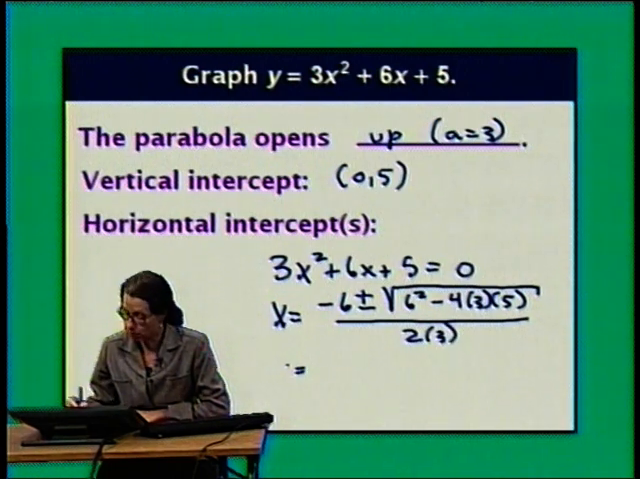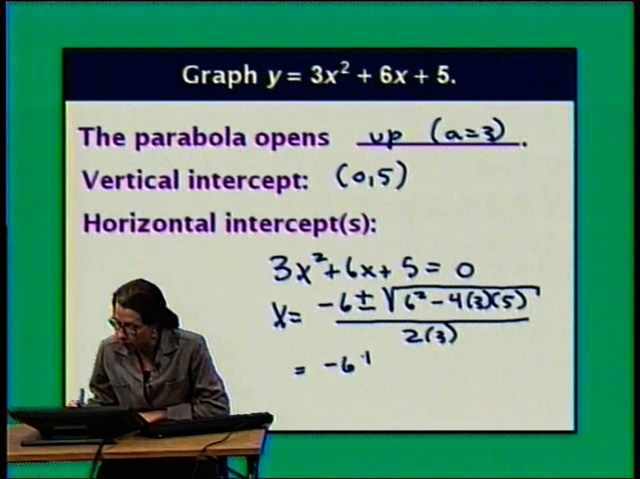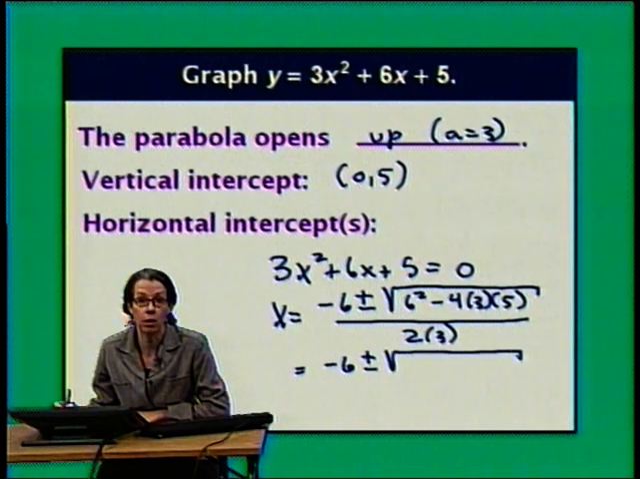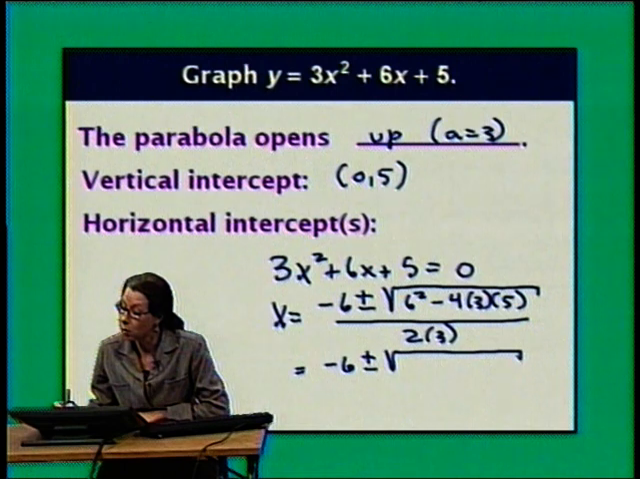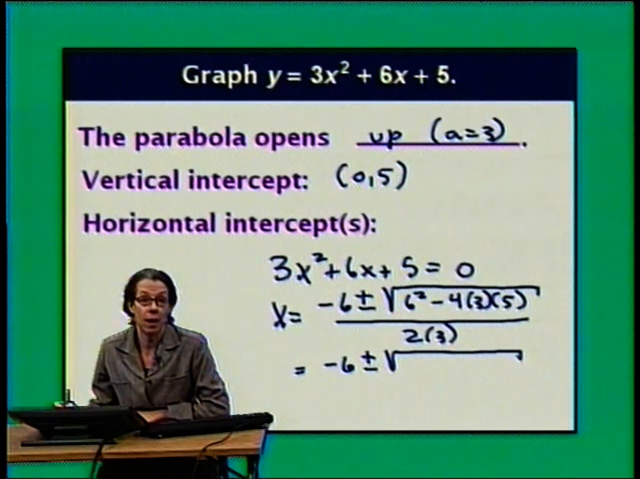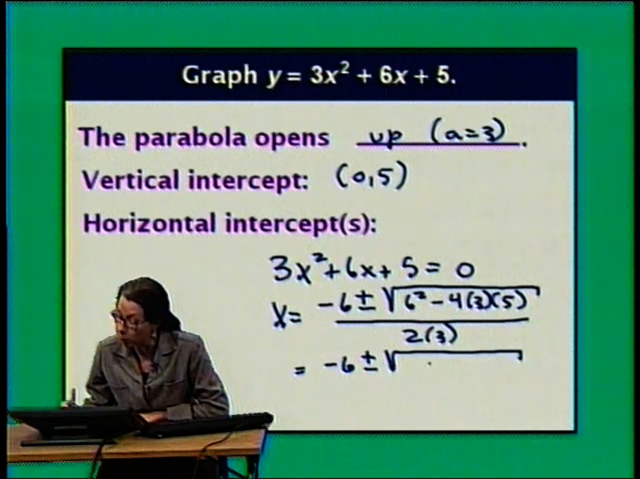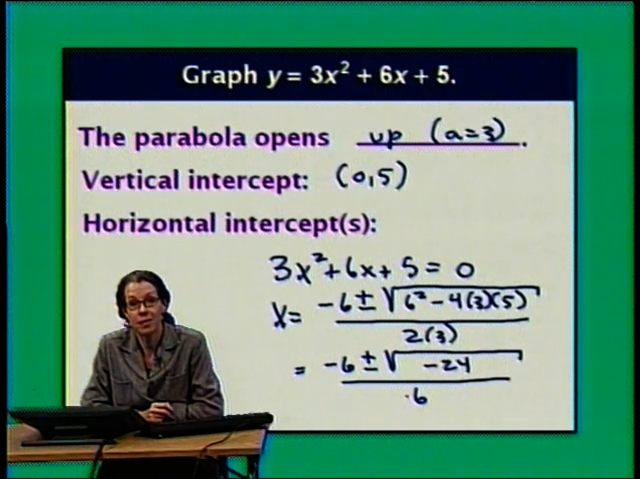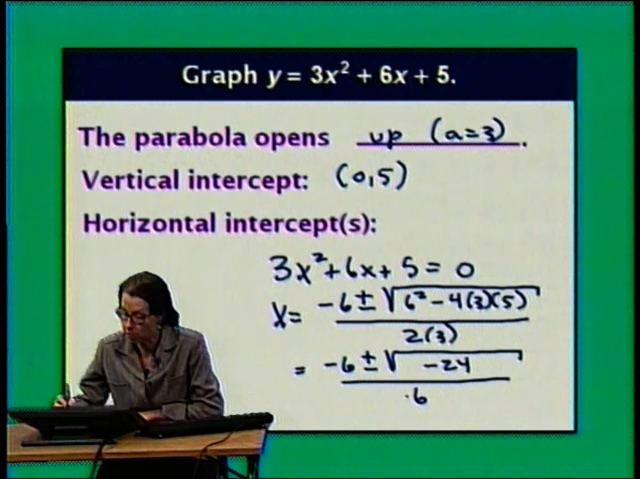I'm going to simplify this a little bit. I have negative 6 plus or minus the square root. Let's look at the expression under the radical. I have 36 minus 60. 36 minus 60 is negative 24. So when I have a negative under the radical, what this means is I have a situation where I have no horizontal intercepts.